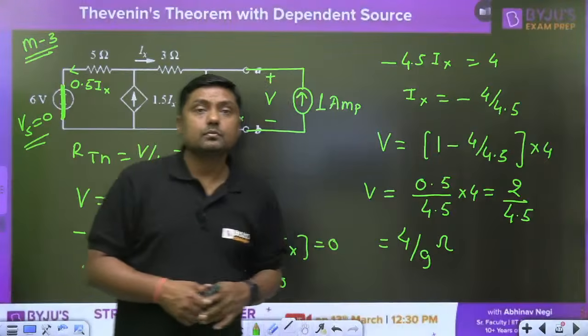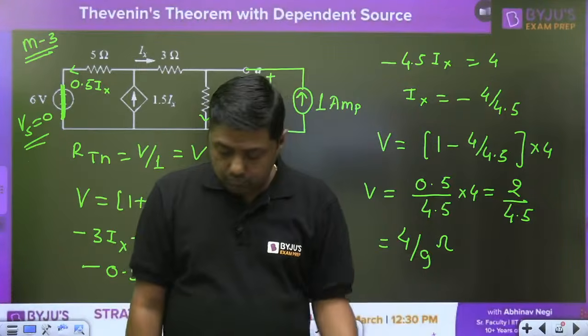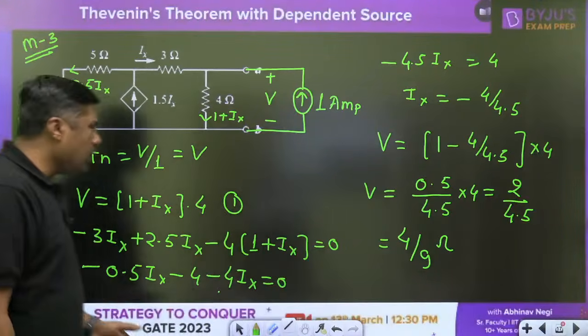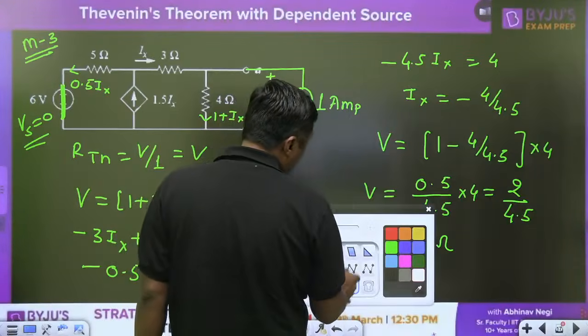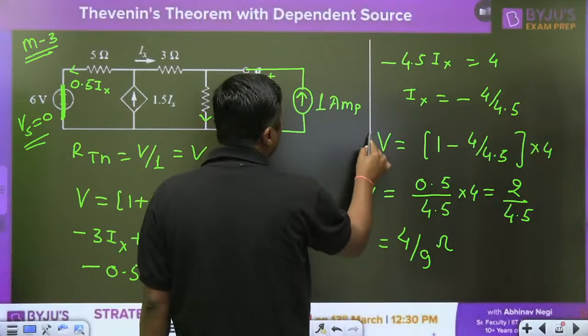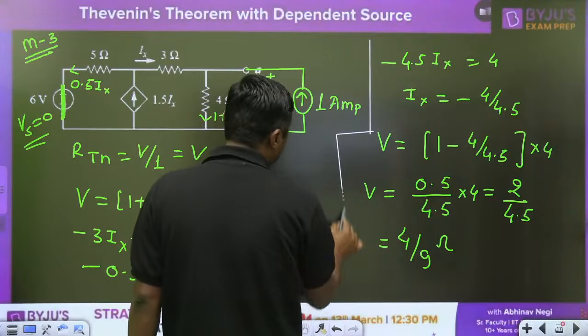Sometimes it will become very easy for you. So solve around 10 to 20 questions on that, and in the exam hall you will get the idea for a particular question which method is better. There is no universal answer for this.